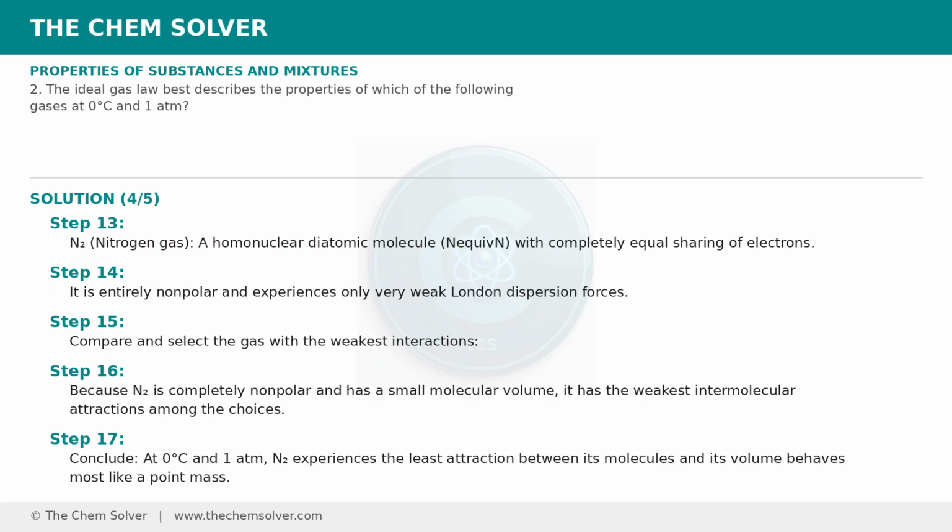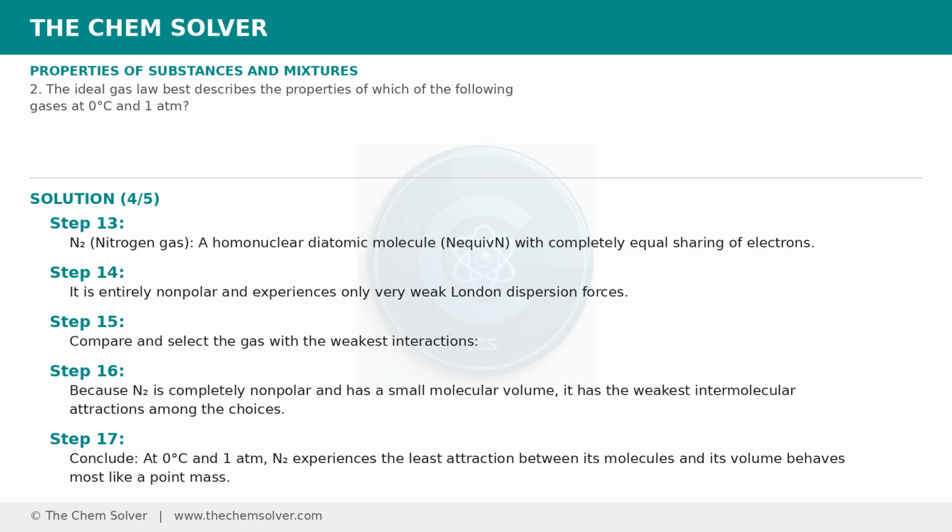N2, nitrogen gas, a homonuclear diatomic molecule, with completely equal sharing of electrons. It is entirely nonpolar and experiences only very weak London dispersion forces. Compare and select the gas with the weakest interactions. Because N2 is completely nonpolar and has a small molecular volume, it has the weakest intermolecular attractions among the choices.